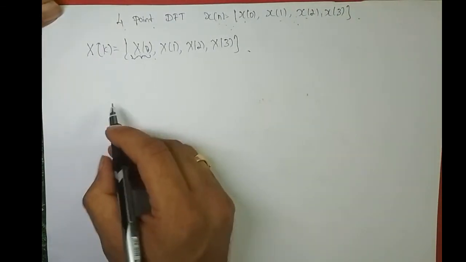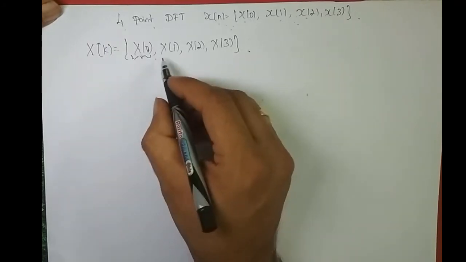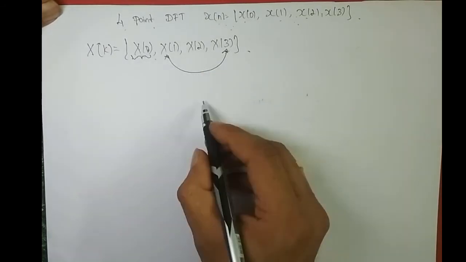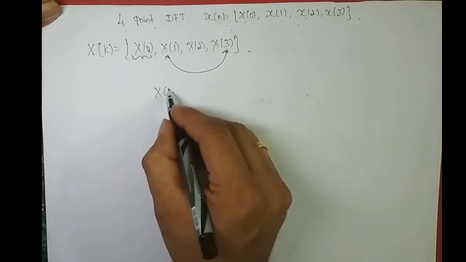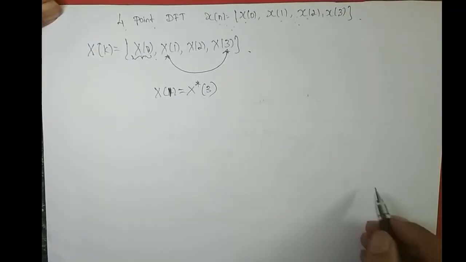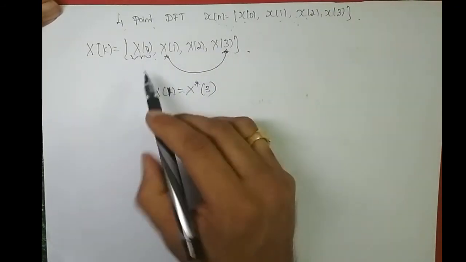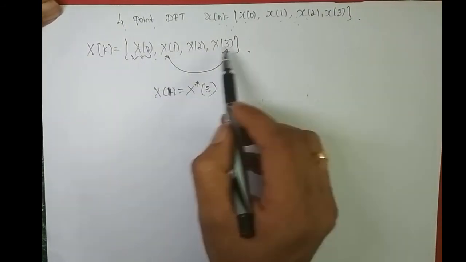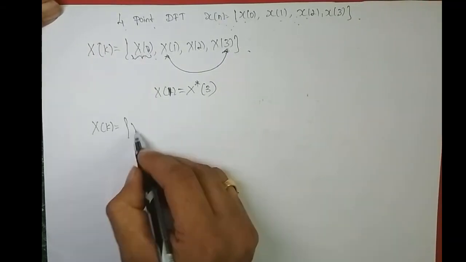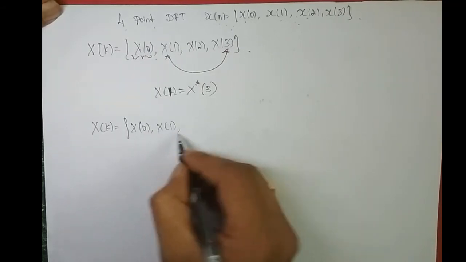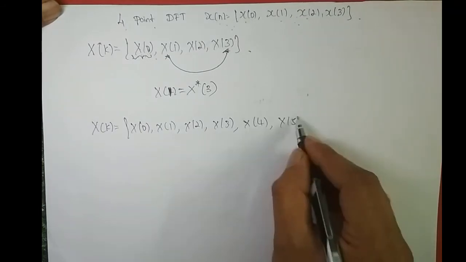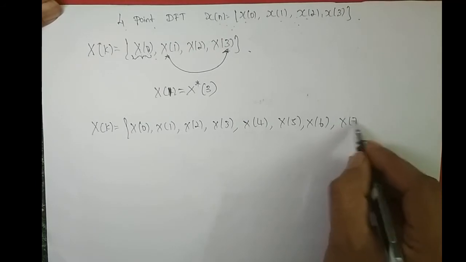Fine. Now the second thing is, the second sample is always the complex conjugate of the last sample. In the sense, x of 1 will always be equal to x star of 3, the complex conjugate of the last sample. Since it is a 4-point DFT, I get only the second and last sample. But if it is an 8-point DFT, how many samples do I have? I have 8, right? X of 0, x of 1, x of 2, x of 3, x of 4, x of 5, x of 6, x of 7.